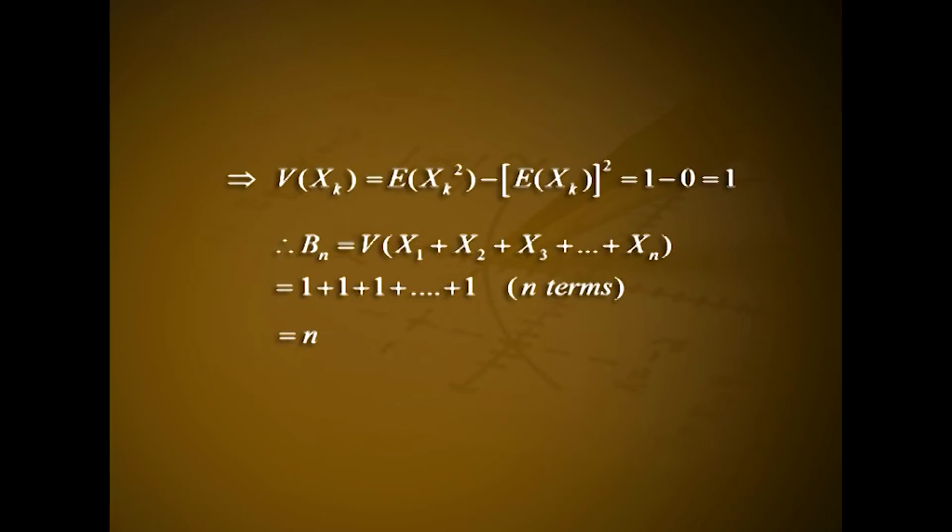This implies variance of xk equal to expectation of xk square minus expectation of xk the whole square, that is equal to 1 minus 0, that is 1. Therefore, Bn, variance of x1 plus x2 plus x3 etc. plus xn, that is equal to 1 plus 1 plus etc. plus 1, n terms, that is equal to n.